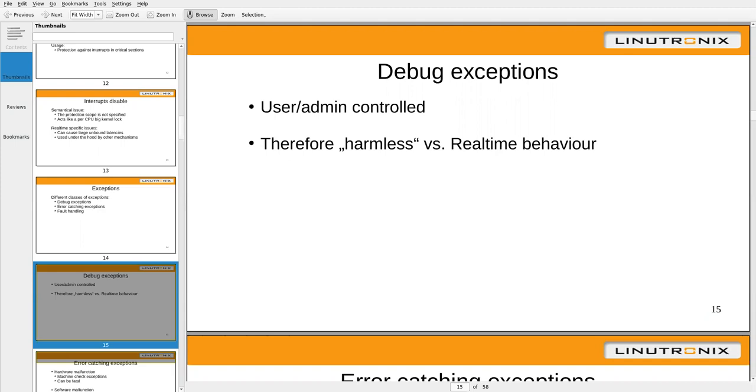And in case some other non-real-time task is debugged or instrumented with these debug exceptions, it doesn't harm the real-time behavior, because once the breakpoint in a task is hit, the task schedules out and the CPU is free for other processing. So this is harmless.